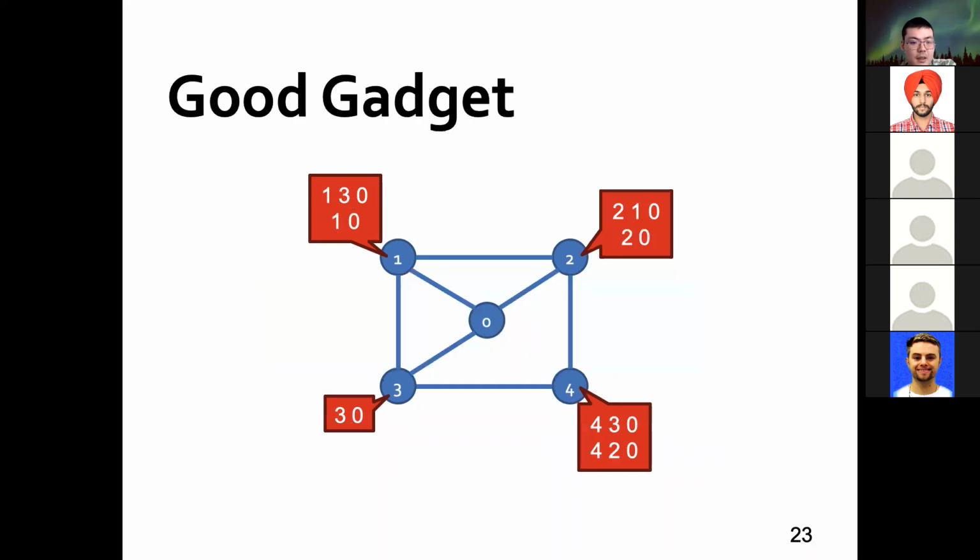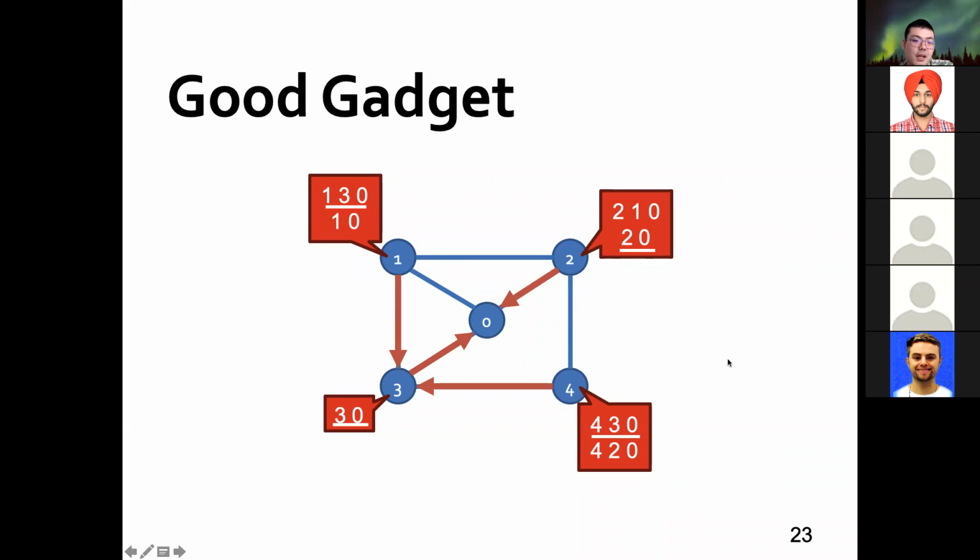Here is another good gadget. We still call it good, but not everyone is choosing the best one they want, not the top one. For example, here we can choose 30, and 310 is preferred now, unlike the prior example. Then 430 is okay. And 2 wants to choose 210 first, but unfortunately 1 is not taking 10, it's taking 130, so 2 has to take the second one, 20. It's fine.